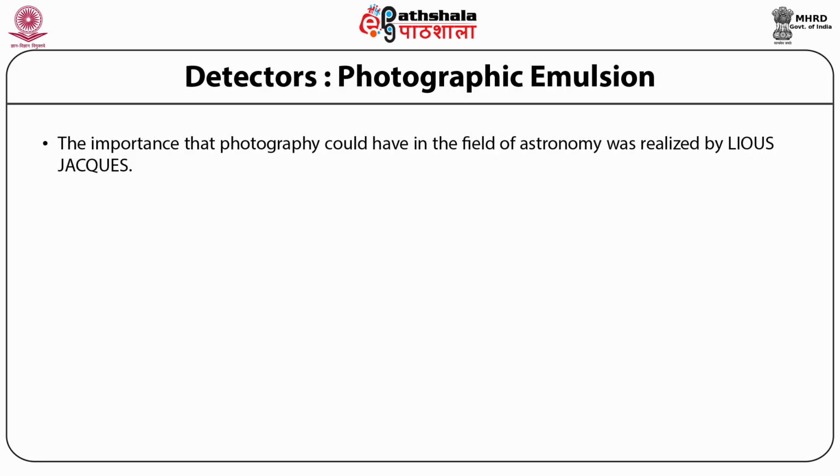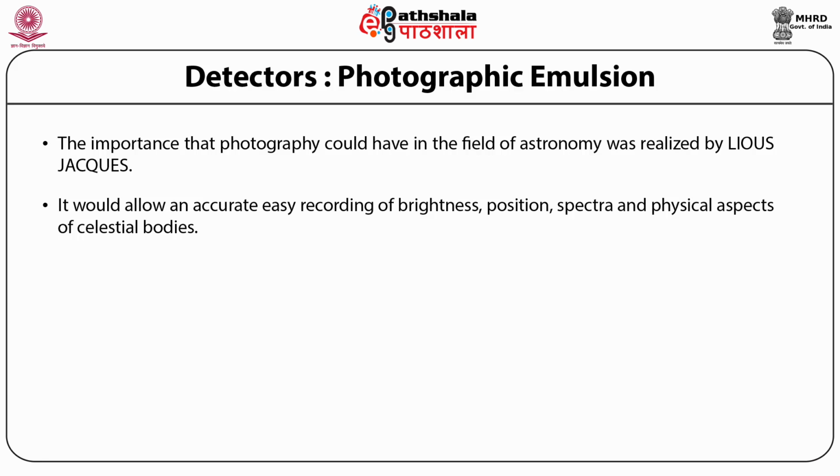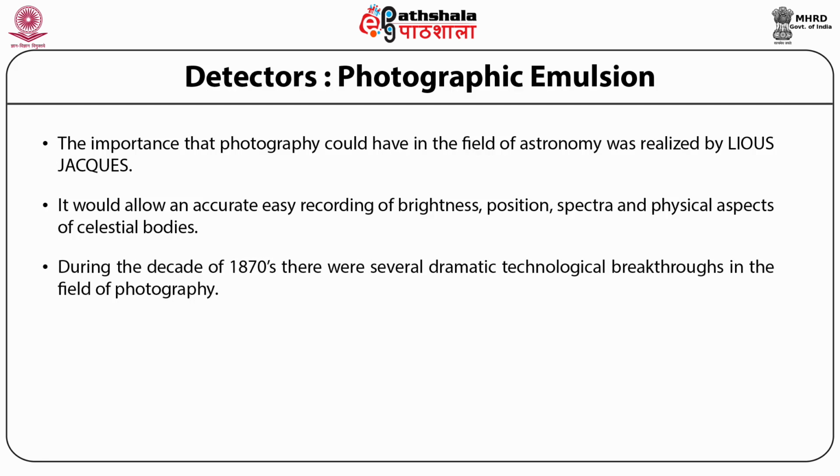The importance that photography could have in the field of astronomy was realized by Louis Jacques. It would allow an accurate, easy recording of brightness, position, spectra, and physical aspects of celestial bodies. However, the early photographic plates weren't sensitive enough to image faint objects. During the decade of the 1870s, there were several dramatic technological breakthroughs in the field of photography.